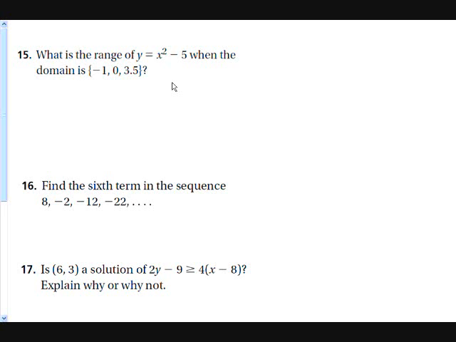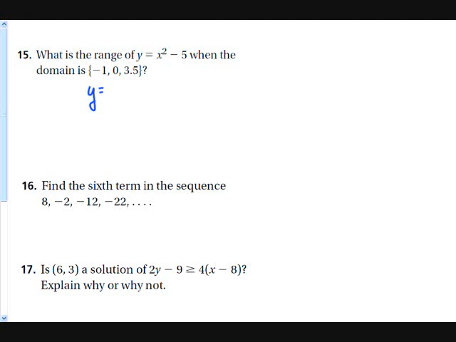If we take a look at this first one, it says, what is the range of y equals x squared minus 5 when the domain is the set of values -1, 0, and 3.5. Essentially what this is asking us for is to make a t-chart. Remember, the range is just the y values, and the domain is just the x values. So if we have the x values of -1, 0, and 3.5, we just have to see the y values that go with that. So I'm just going to plug these in.